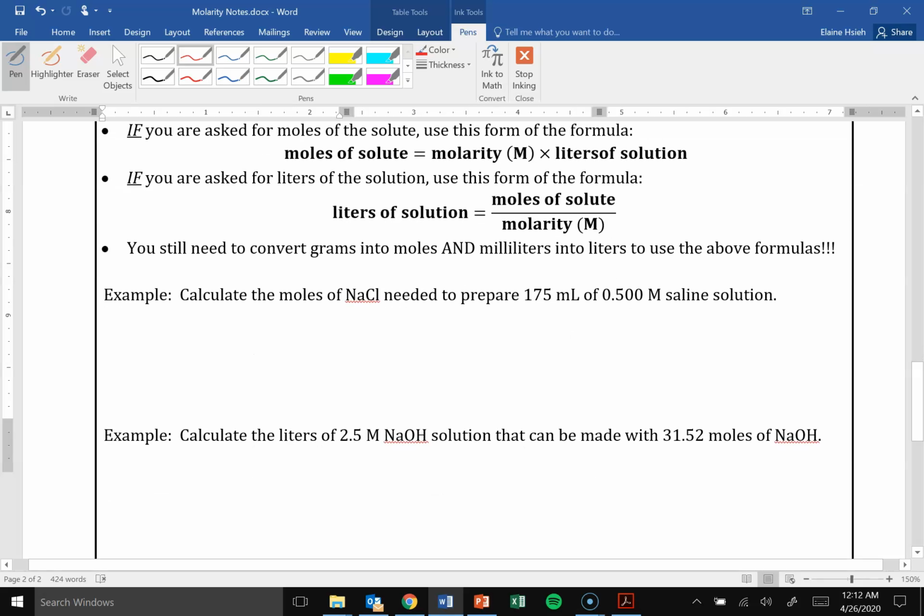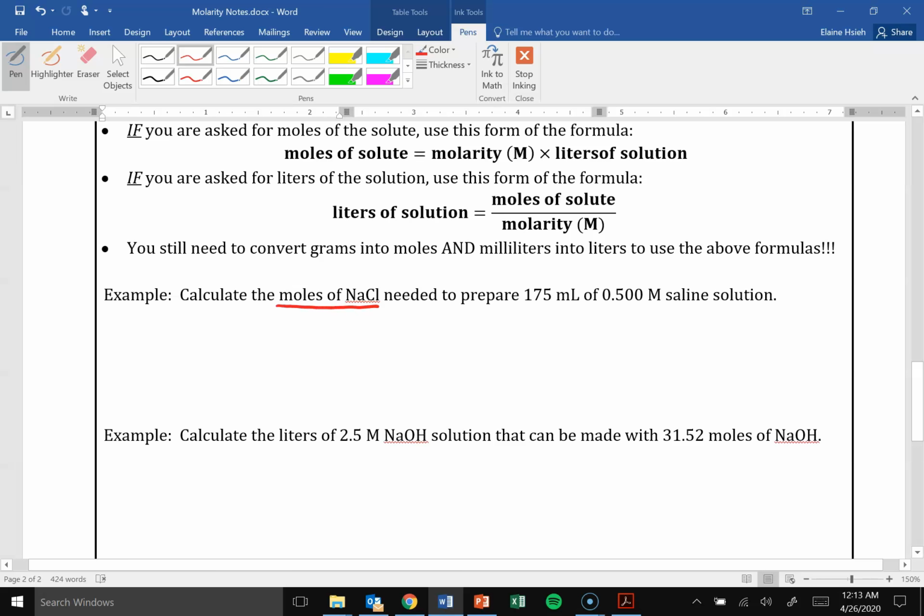All right, so first example says, calculate the moles of NaCl needed to prepare 175 milliliters of 0.500 molar saline solution. All right, we're going to first figure out what we're looking for. So we're looking for the moles of NaCl.